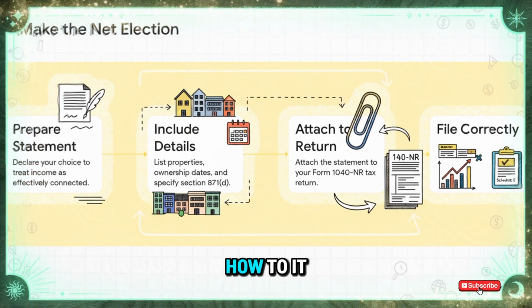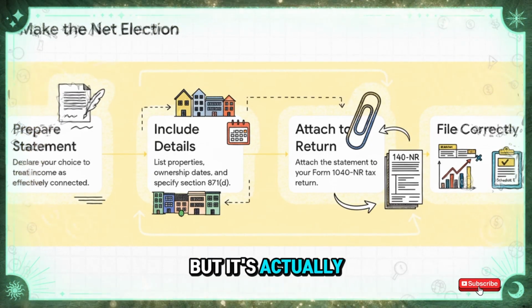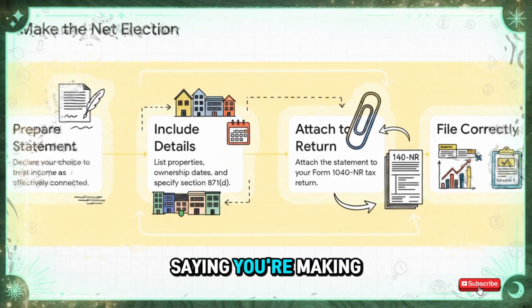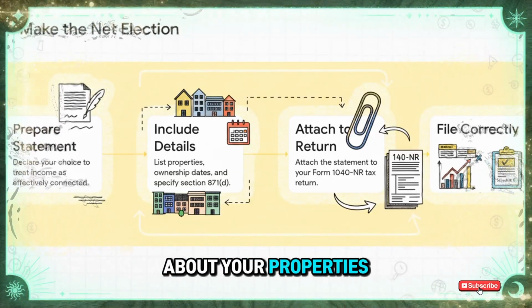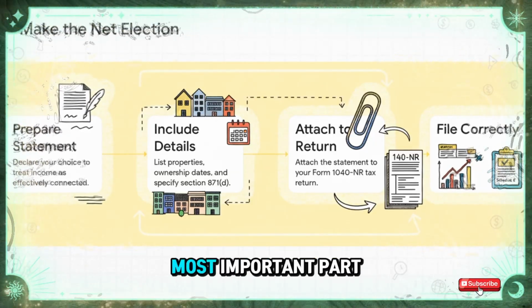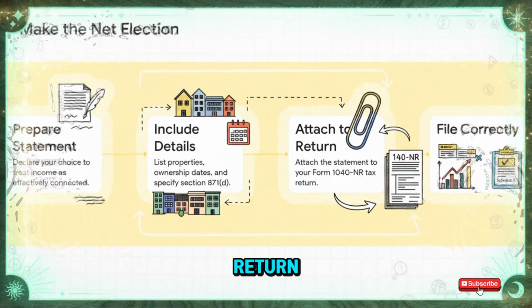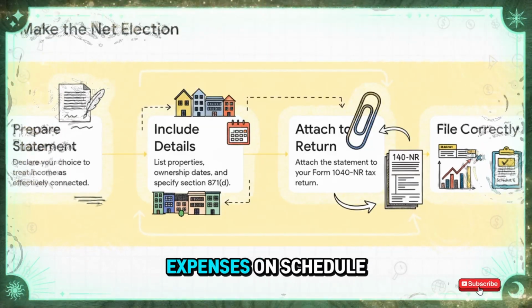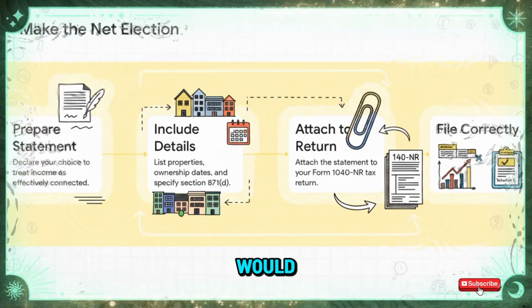And here's the how-to. It is a formal process, you have to do it right, but it's actually pretty straightforward. First, you draft a statement saying you're making this choice. Then, you list out the details about your properties. And here's the most important part. You have to attach that statement to your tax return. Once you've done that, you're in. You report your income and your expenses on Schedule E, just like any US-based investor would.